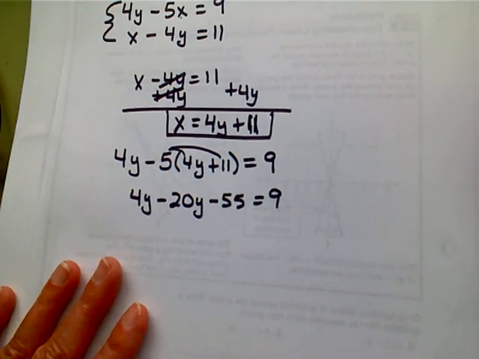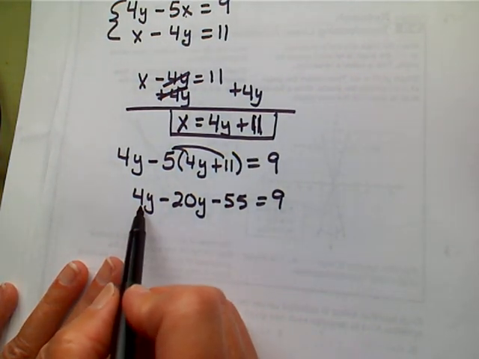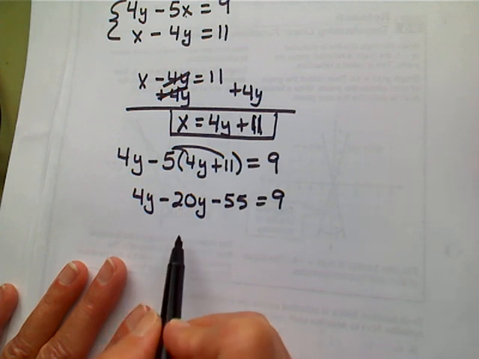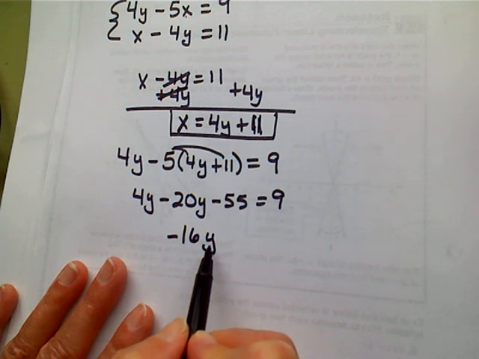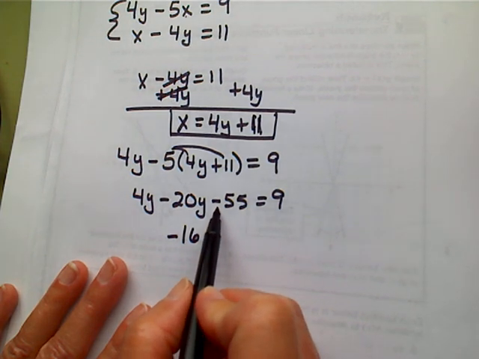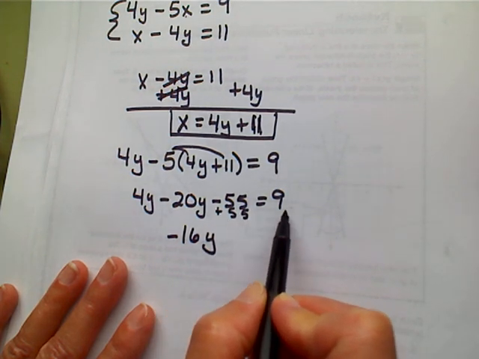Okay, now I'm just going to simplify. I'm going to clean this up. So 4 minus 20 will give me, what, negative 16y. And simultaneously, I'm going to add 55 to both sides.